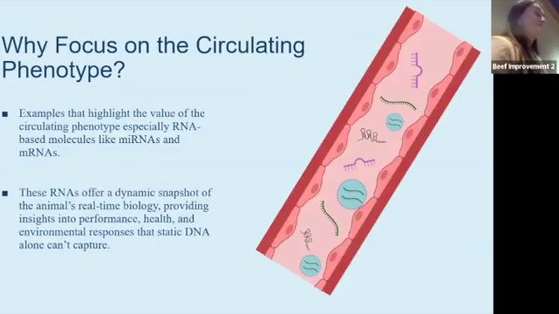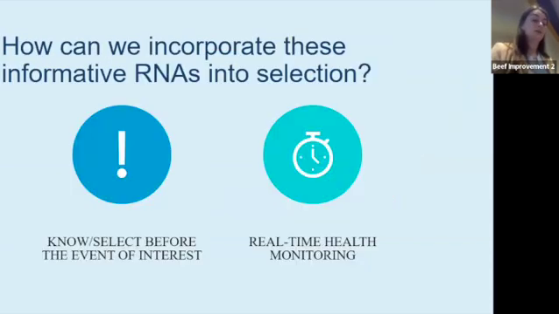So hopefully by now you have some idea of why I think it's really important to focus on this circulating phenotype. There are lots of studies out there that highlight the value of mRNA and microRNA and other types of RNA within the blood and why it is something that I think should be focused on. They offer a very dynamic snapshot of what's going on, as well as being able to reflect genetic differences, which is what I'm going to talk about next.